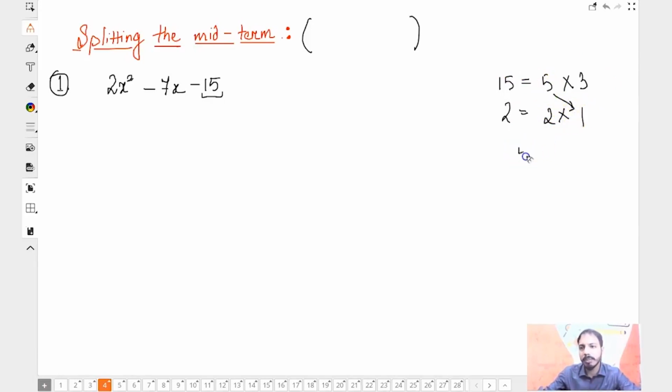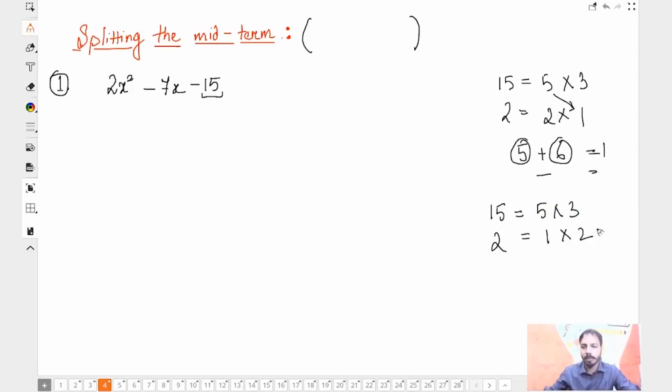If I cross multiply this, I will get 5, and with this, 3 2s are 6. Now 6 and 5, how can I add or subtract this so that I get 7? I cannot. If I add, I will get 11. If I subtract, I will get plus or minus 1. So this is perhaps not the right way of doing it. Let me go to the next way. The next way can be 5 into 3, I'm not changing this, and 2, I can write as 1 into 2. I've just changed the position.